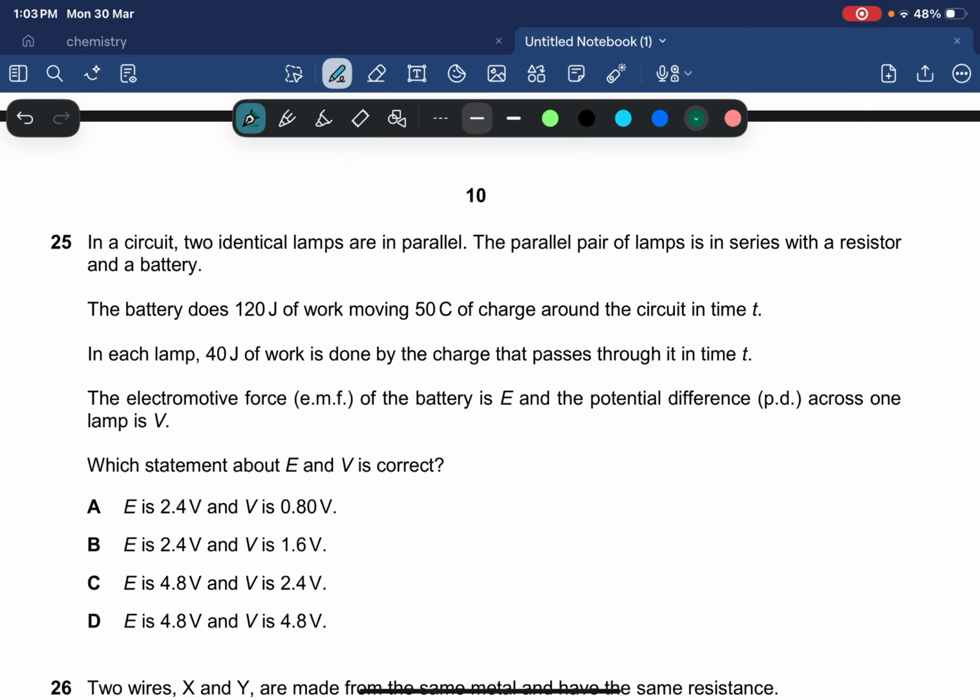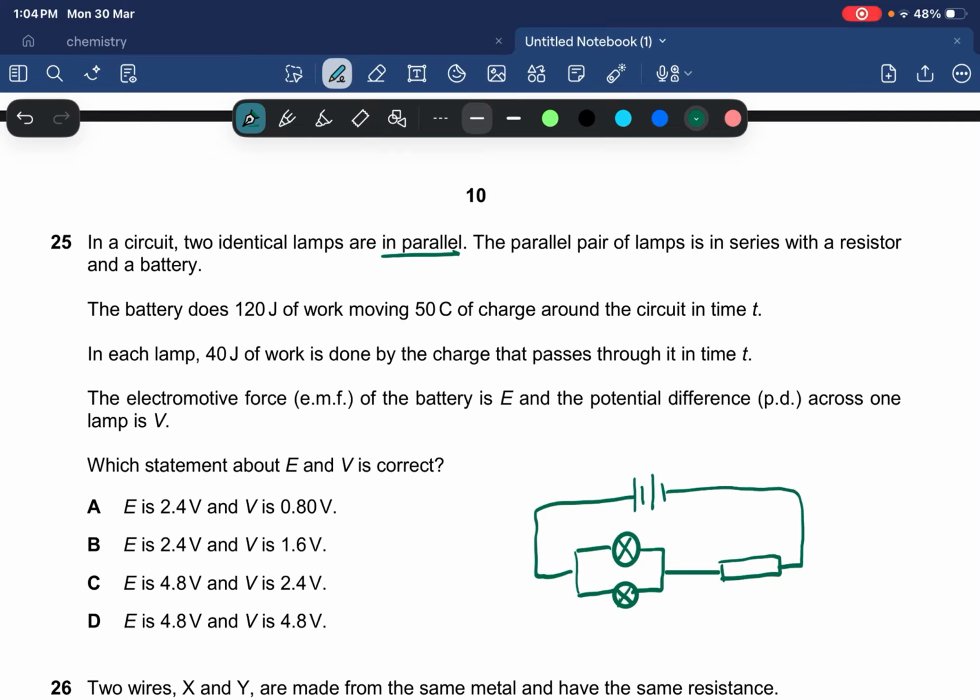In a circuit, two identical lamps are in parallel. So the parallel pair of lamps is in series with a resistor and a battery. So we have two lamps that are parallel like this. So these are the two lamps that are in parallel. The parallel lamps are in series with the resistor. So we have in series with a resistor and a battery. So that's the battery.